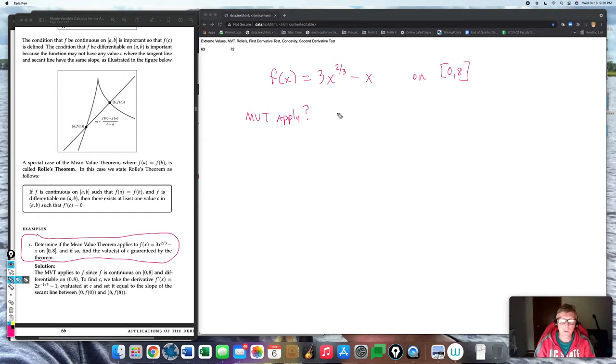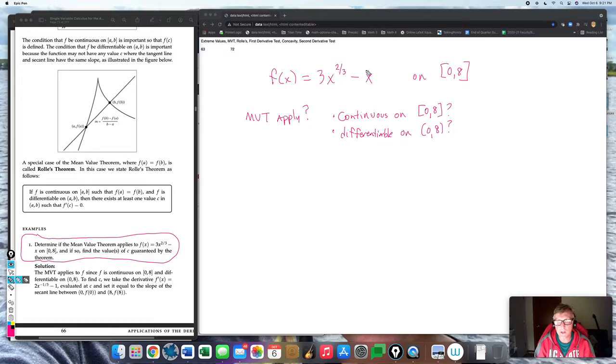Okay. Well, to figure that out, we got to see whether a function is continuous. And I apparently can't spell the word continuous. So let me fix that. Continuous. There we go. We need it to be continuous on the closed interval. And we need it to be differentiable on the open interval. Okay. So let's take a look at what the function is.